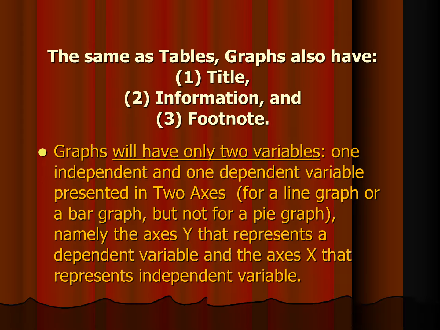Graphs will have only 2 variables, one independent and one dependent variable presented in 2 axes, for a line graph or a bar graph, but not for a pie graph. Jadi kalau pie chart akan sedikit berbeda ya. Namely the axis Y that represent a dependent variable and the axis X that represent independent variable. Jadi ada Y dan X.